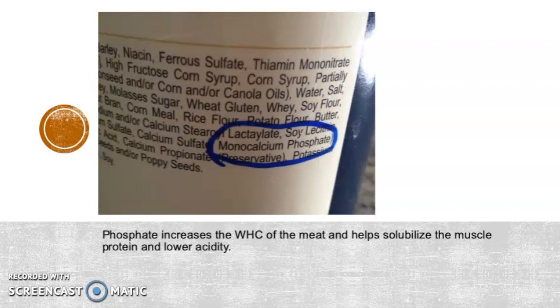The use of phosphate in processed meat increases the water holding capacity of the meat and helps solubilize the muscle protein and lower acidity. Use of phosphates results in increase in product yield, drier and firmer product surfaces, more stable emulsion at higher temperatures, improved color and flavor stability, and improved binding of quality meat.